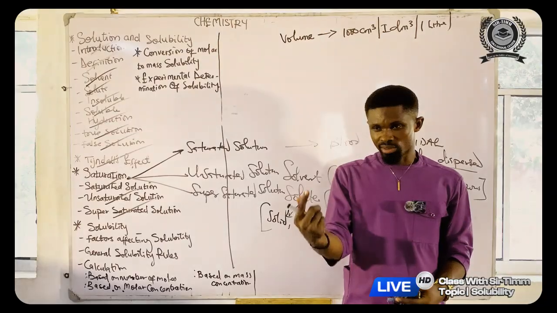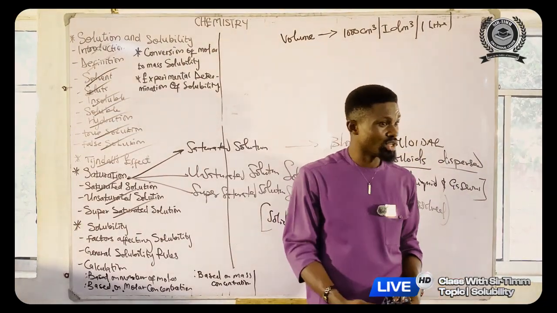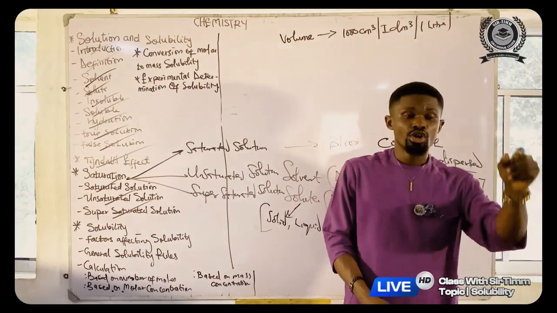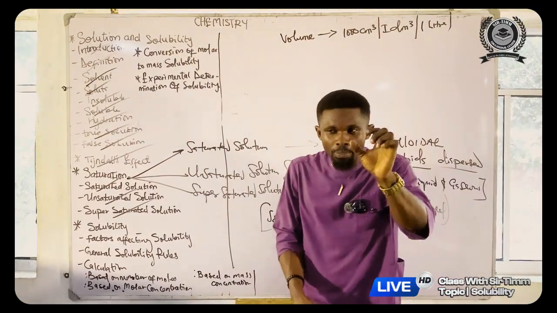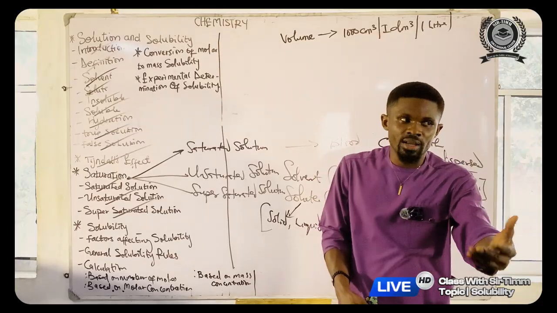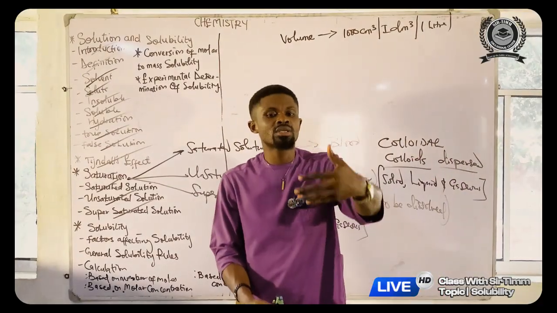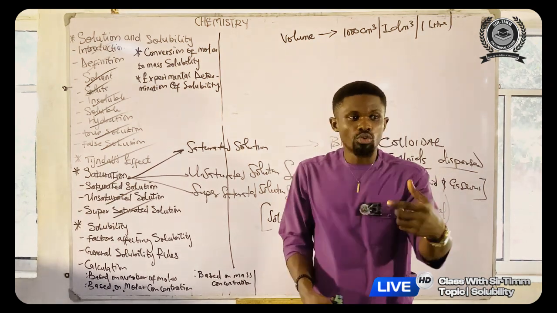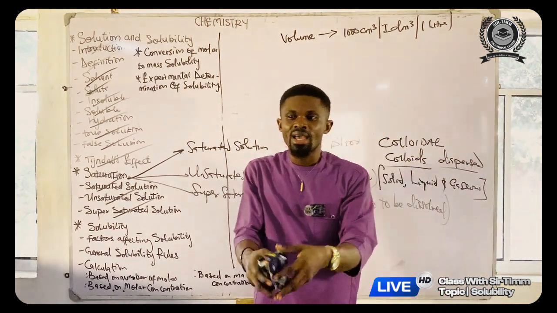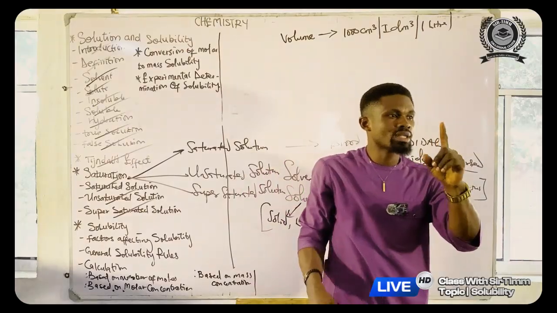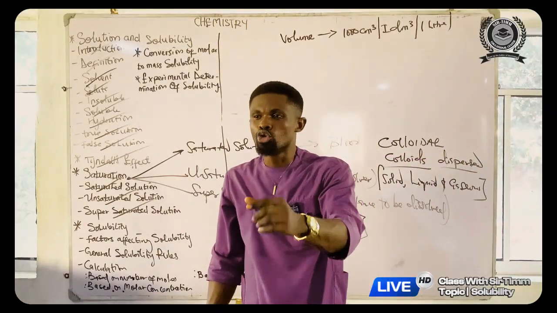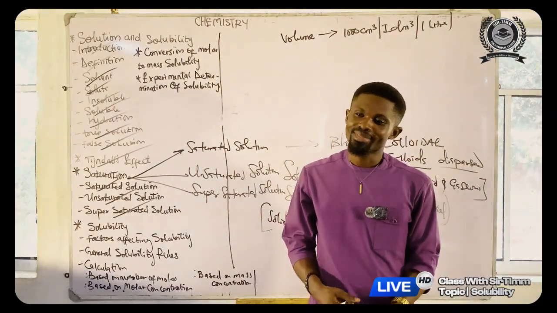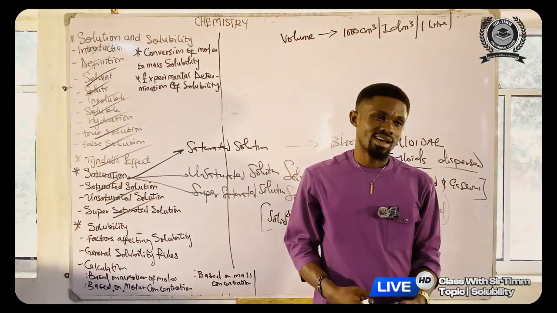Don't forget, when temperature increases, volume will increase simultaneously. Am I communicating? So whenever you are doing that experiment, you have to do it at a particular temperature. So if I want to define solubility, I have to say that the solubility of a solute at a temperature is said to be the amount of solute in mole or in gram able to saturate 1000 cm cube or 1 dm cube of solvent at that temperature. Are we together?